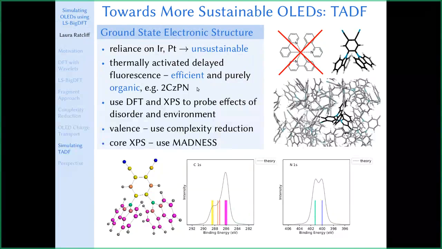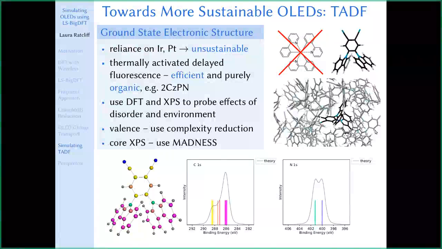So the advantage of TADF is that it can be both efficient and have purely organic emitters, like this classic example of 2CzPN. Of course, we also have the problem, like I showed in the previous slide, that the structures are very disordered and we can't look just at molecules in isolation. We also have the problem that these molecules have rotational degrees of freedom, so there's some conformational disorder to also take into account.